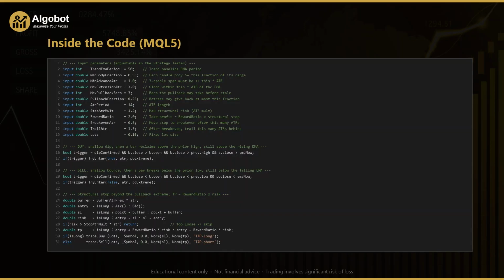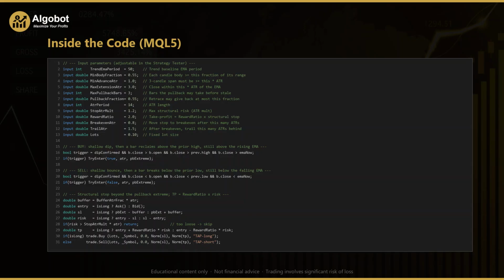Let's look at the actual MQL5 code that runs inside MetaTrader 5. At the top are the input parameters you can adjust in the strategy tester. Trend EMA period, defaulting to 50, sets the trend baseline. MinBodyFraction, at 0.55, defines how solid each candle must be. MinAdvanceAtr and MaxExtensionAtr control how significant, yet not overextended, the advance must be. Max pullback bars and pullback fraction keep the pullback short and shallow.